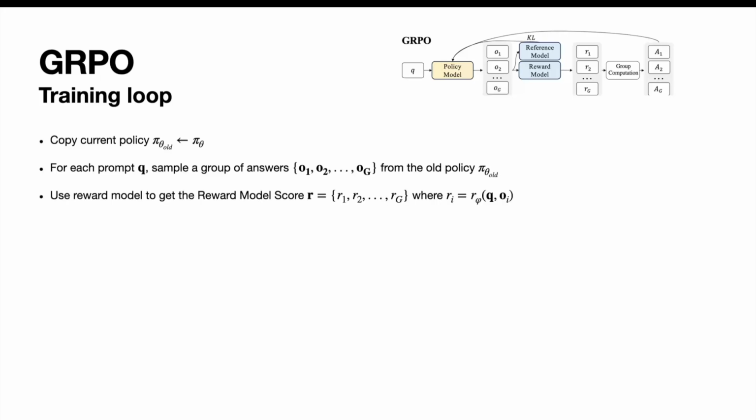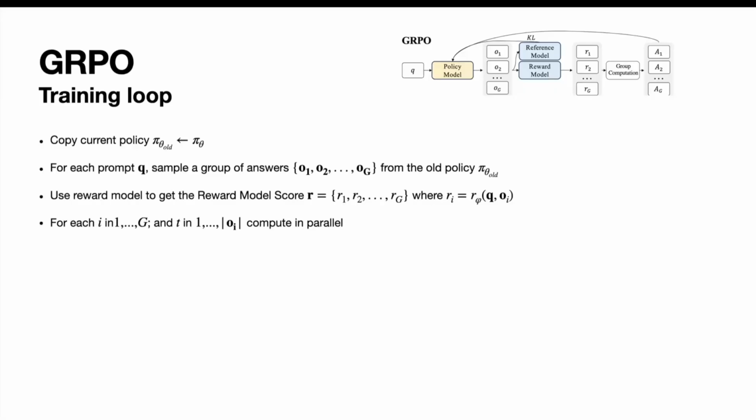Next, we use a reward model, or more generally a reward function, to score each answer. This gives us a group of reward scores R1, R2, etc., and RG, where Ri is the reward score for prompt Q and answer Oi.